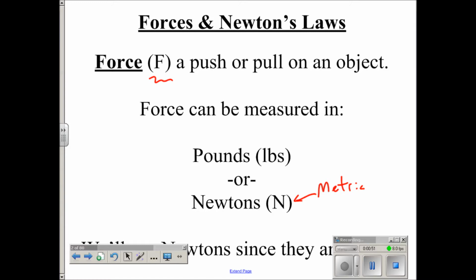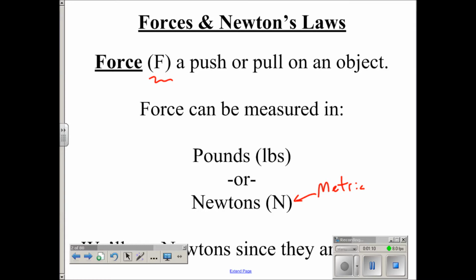So when I tell you that, for example, I weigh 150 pounds, what I'm telling you is that if you wanted to lift me, that would require a force of 150 pounds. Which should make sense, right? You need more force. You've got to push harder to lift something that's heavier, right?